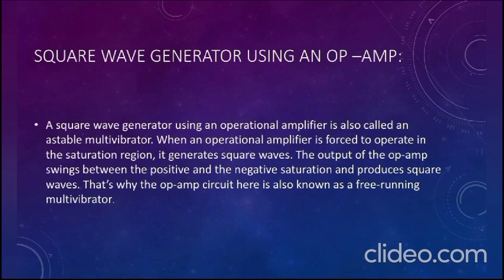Square wave generator using an op-amp. A square wave generator using an operational amplifier is also called an astable multivibrator. When the operational amplifier is forced to operate in the saturation region, it generates a square wave. The output of the op-amp swings between positive and negative saturation and produces the square waves. That is why the op-amp circuit here is also called a free running multivibrator.